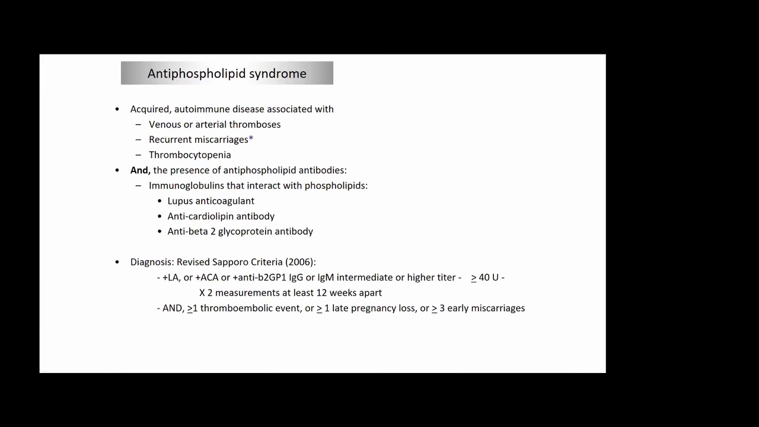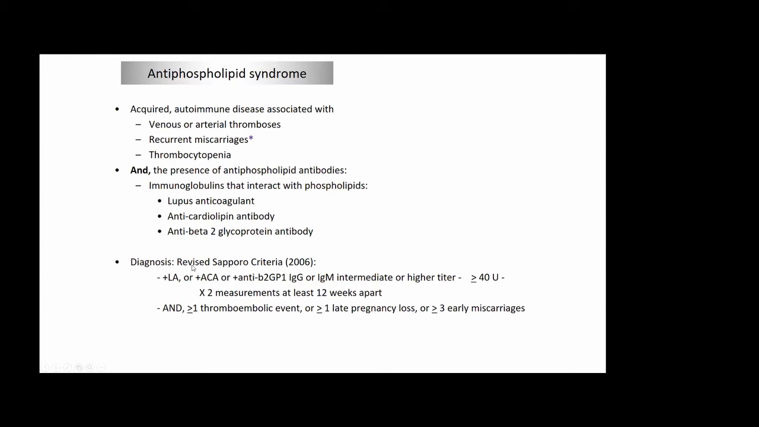Okay, so antiphospholipid syndrome is a syndrome that's been defined, and I'll go over the definition in a couple of seconds. It causes venous or arterial thrombosis. It causes pregnancy complications, including miscarriages, and it can cause thrombocytopenia. And in addition to these phenotypes, there must be identifiable and consistently identifiable antiphospholipid antibodies.